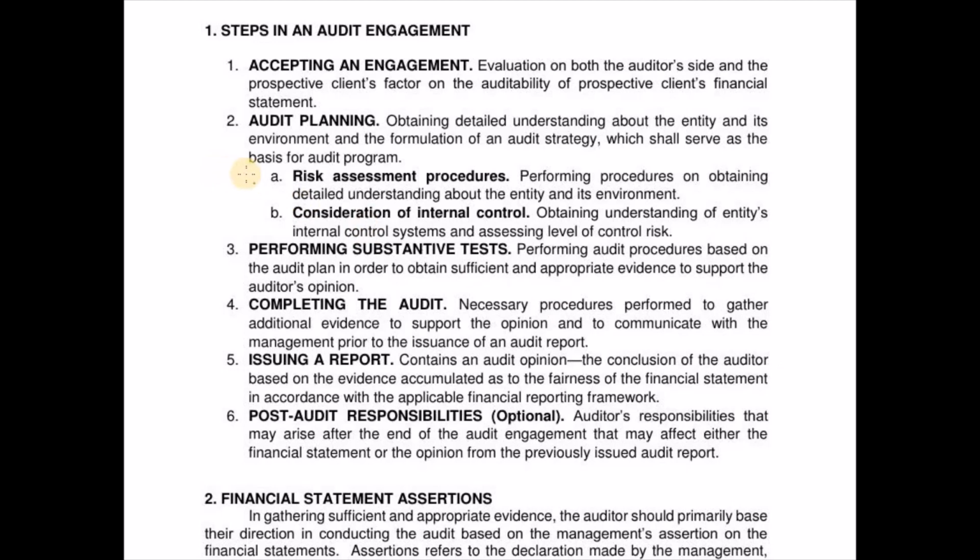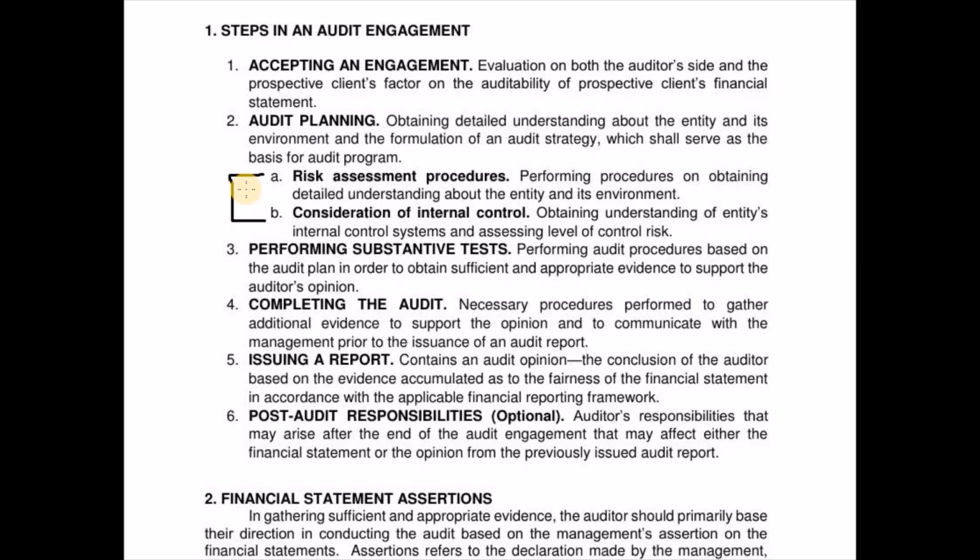So, in audit planning, there are two procedures. We have risk assessment procedures and the consideration of internal control. So, risk assessment procedures are performed and include inquiries of the management and others within the entity, analytical procedures, observation and inspection, and other procedures.